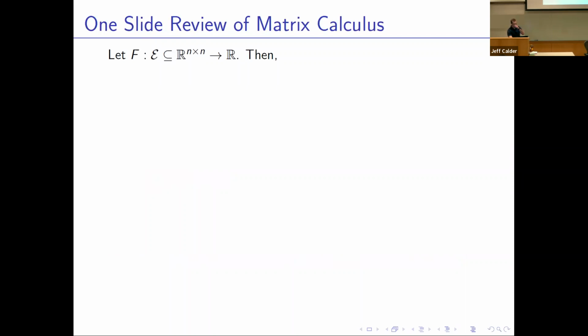So before I do that, one quick slide of matrix calculus to at least see the notation that I'm going to be using for the rest of the way. When I say the gradient of a matrix function that maps a matrix to a real number, I'm going to obtain a matrix, and the entries in my matrix are going to be the partial derivatives.